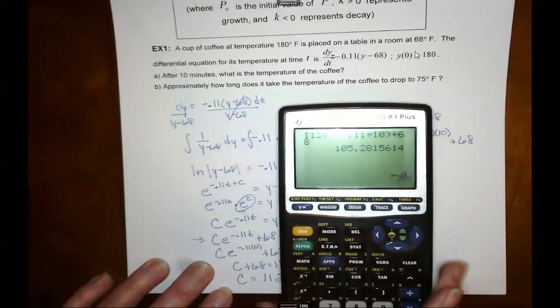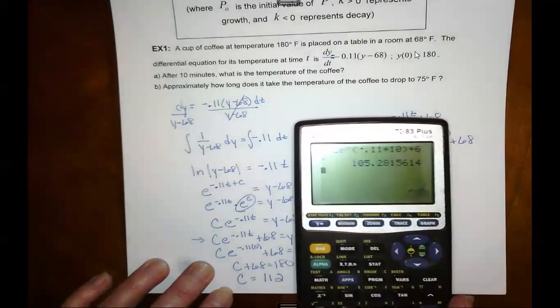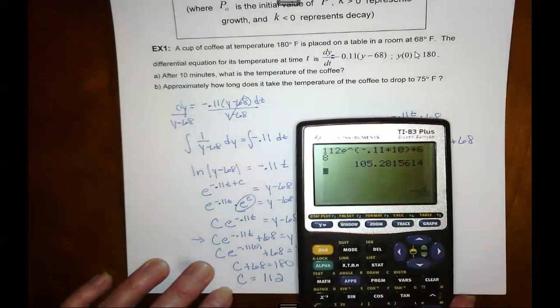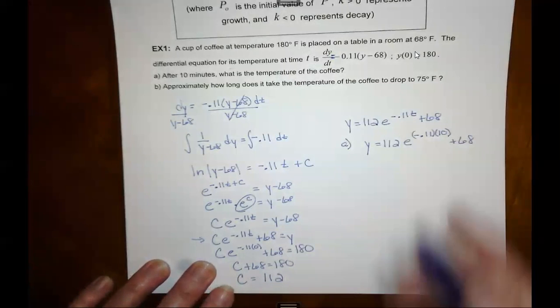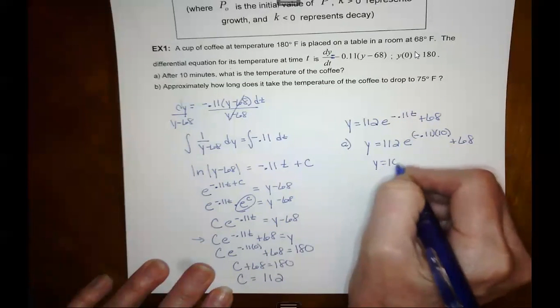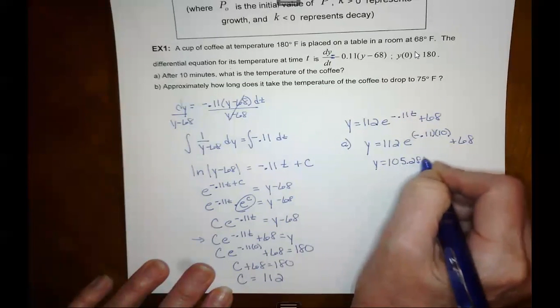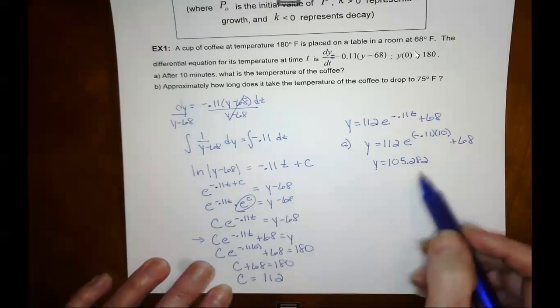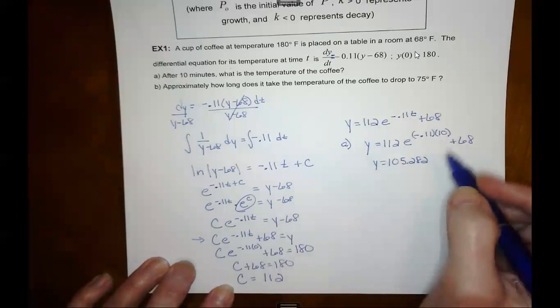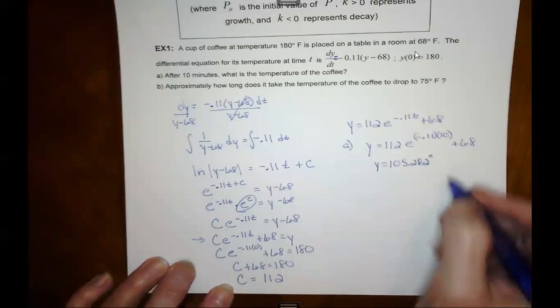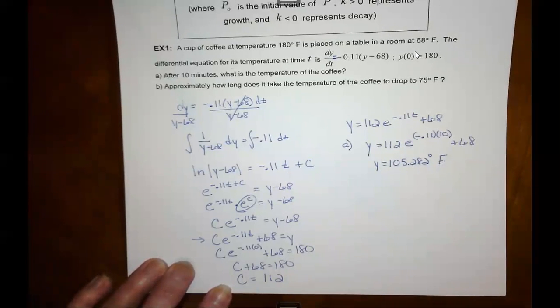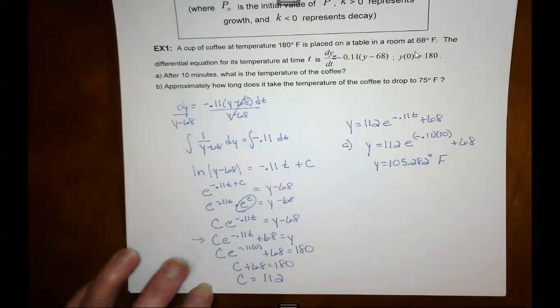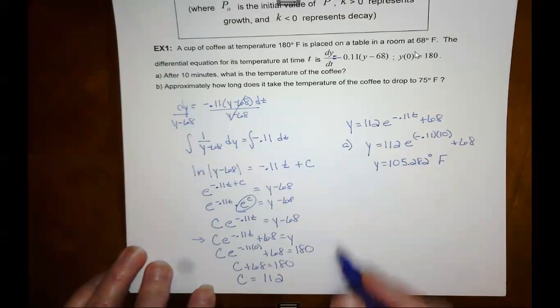So here it is. Well, kind of bright on that. All right, so there we go, y equals 105.282. And y in this problem is representing degrees Fahrenheit. So the coffee's dropped in temperature a little bit in those 10 minutes.